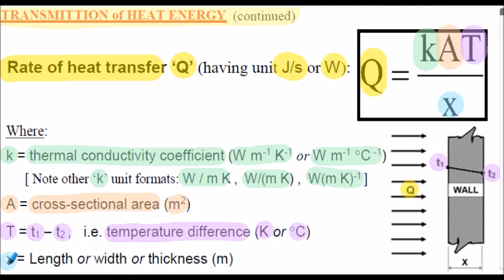Finally, symbol X, depending on the context of the question, can relate to the length or the width or the thickness of the wall or plate, and that must be in meters. Symbol X shown here on our diagram. So that's the formula we'll predominantly be using throughout the presentation. There is a slight variation in the formula when we calculate the rate of heat transfer per unit area, but I'll show you that simplified formula when we're required to use it.